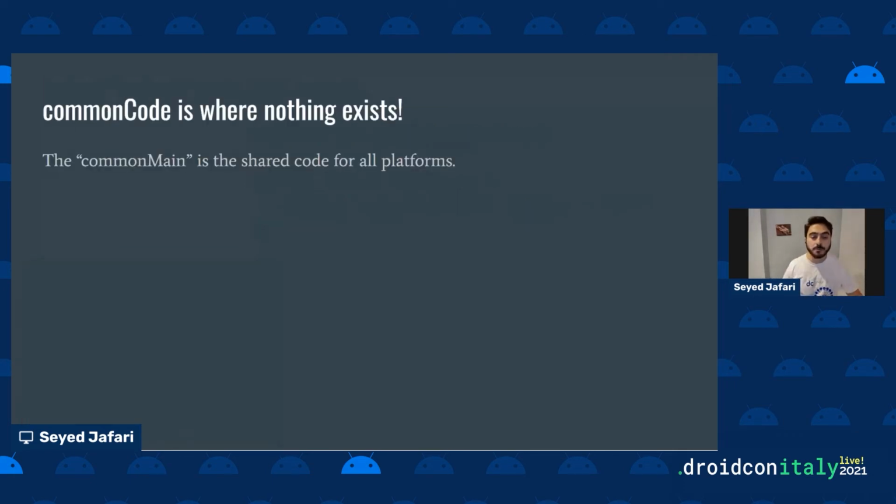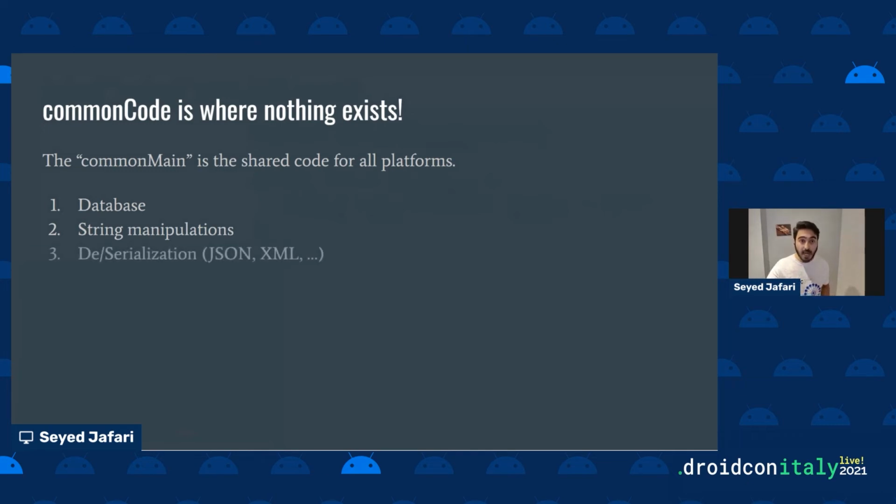All right, so we saw that the common code is so cool. So we want to push all of our code to the common main source set and share as much as possible. But hang on for a moment, because you're going to be disappointed. The moment you enter the common main source set, you're not going to find anything useful because there is nothing in there. There is no database. There is no string manipulation. Yes, I'm talking about string replace and those functions. And there is no serialization and deserialization in shared code.